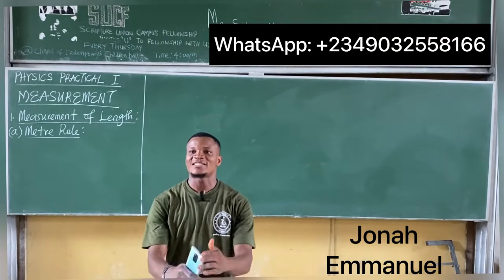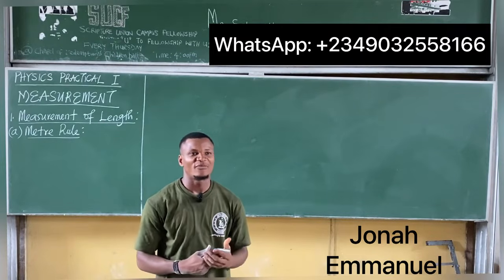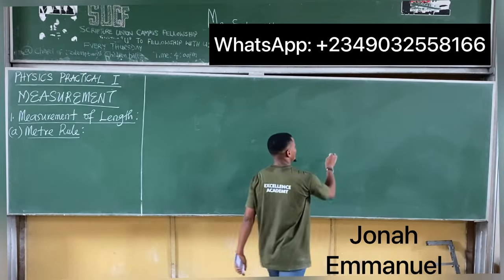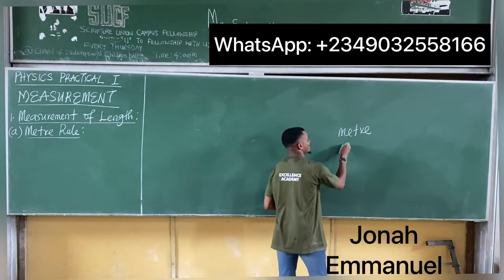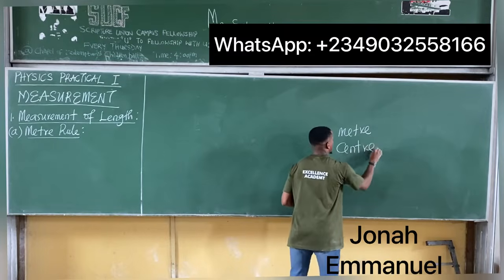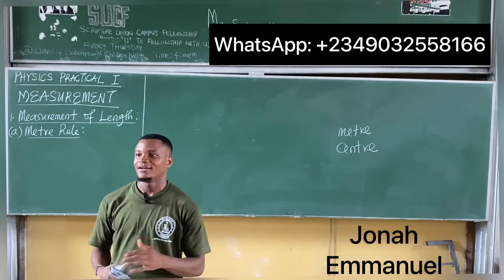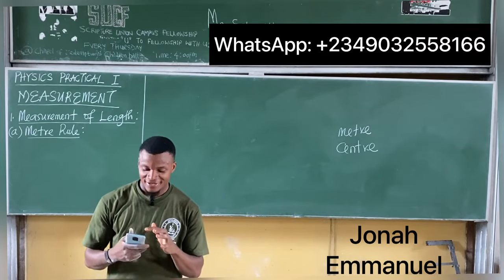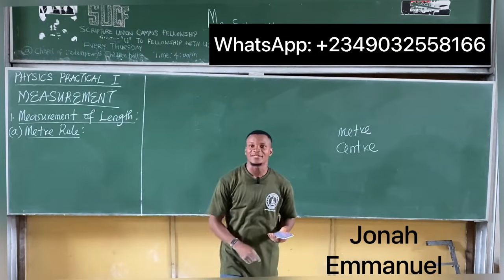Obviously, we were colonized by the British. So hence, the correct spelling of meter is METRE. Same thing with centre. Centre is correctly spelled this way, not the American way. Whatever. All right. Number one, please. Meter rule.